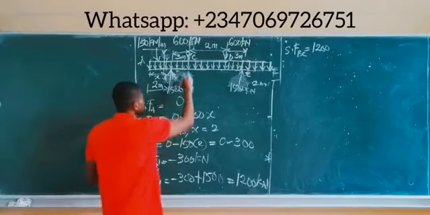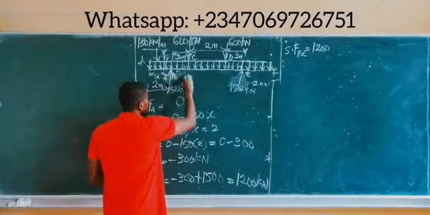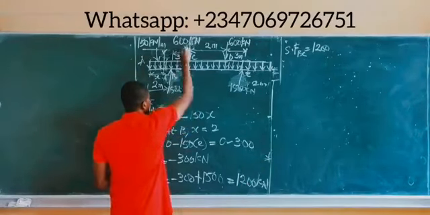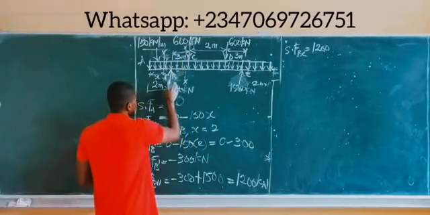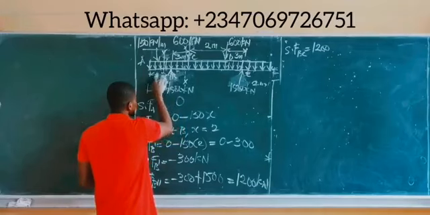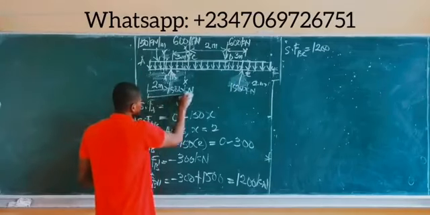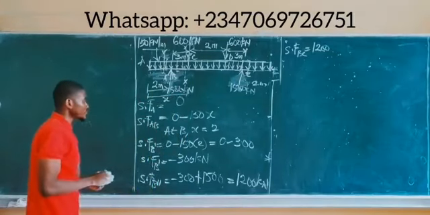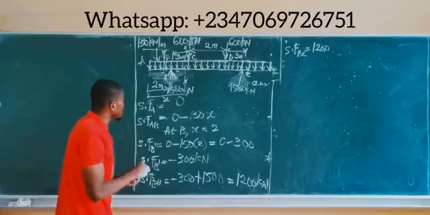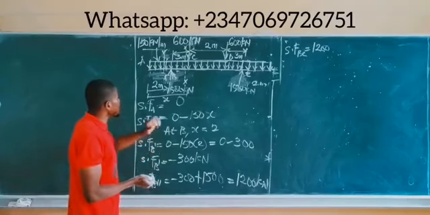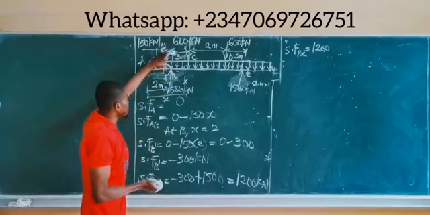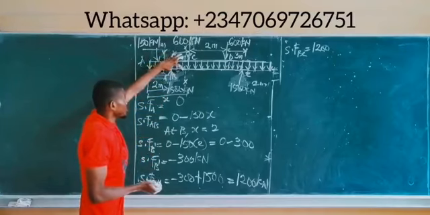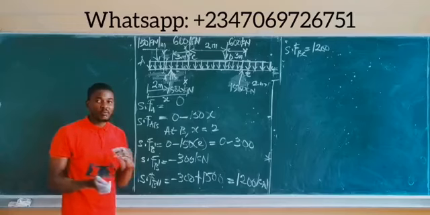So along BC, you are considering a section, and the distance from point A to the point of section is x meters. Now we need to find the length of the UDL between point B and the point of section, because this is shear force and not bending moment.